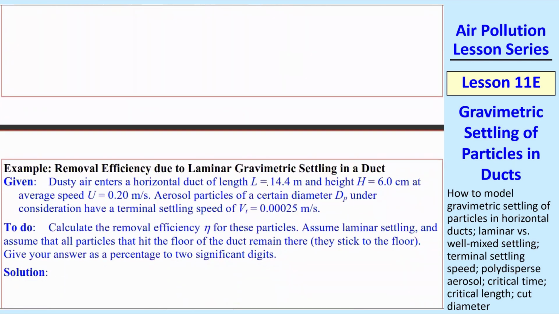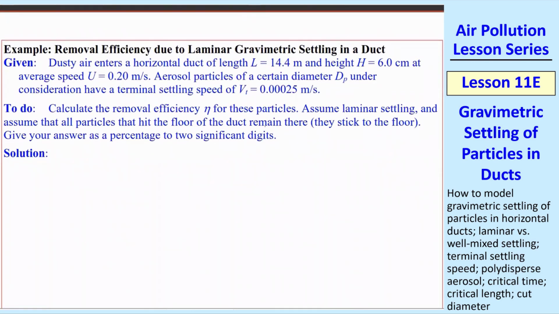Let's do an example problem. Dusty air enters a horizontal duct. I give the length 14.4 meters and the height 6.0 centimeters. Watch your units, that's centimeters. Average speed, very slow flow, 0.2 meters per second. And normally you'd have to calculate the settling speed, but I give it here in this problem just to make things go faster. But you know how to do that for any conditions already. Calculate the removal efficiency eta for these particles, and we'll assume laminar settling and all the other things that we've assumed already. So here's our solution.